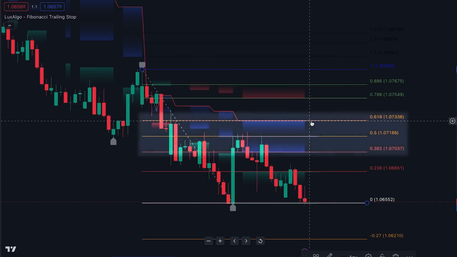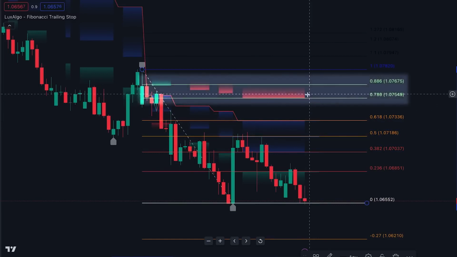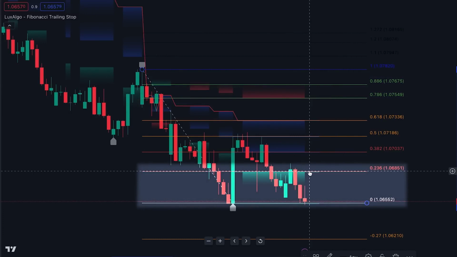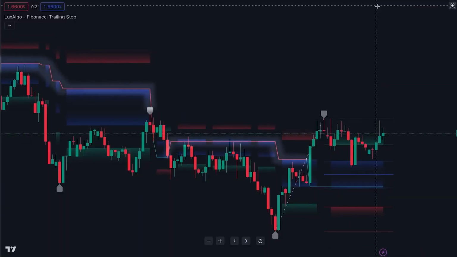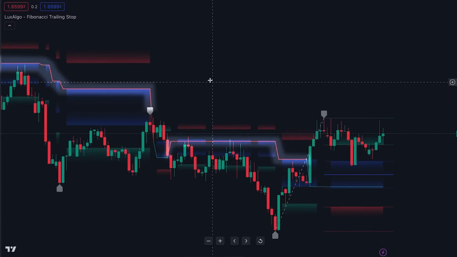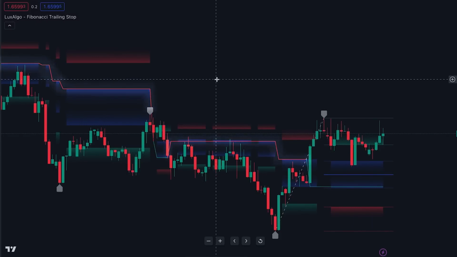Here, we have the area between the 0.618 and 0.38 zone colored in blue. Next, we have the 0.78 and 0.88 area colored in red, and down here, below the 0.23 level, is colored in green. The line trailing above the blue zone can be used as a trailing stop after an entry and to also monitor if the internal structure is maintaining the trend.